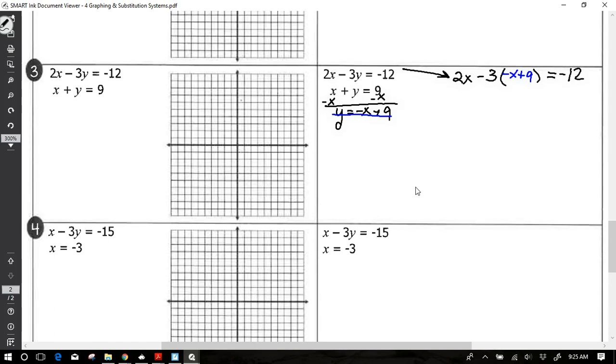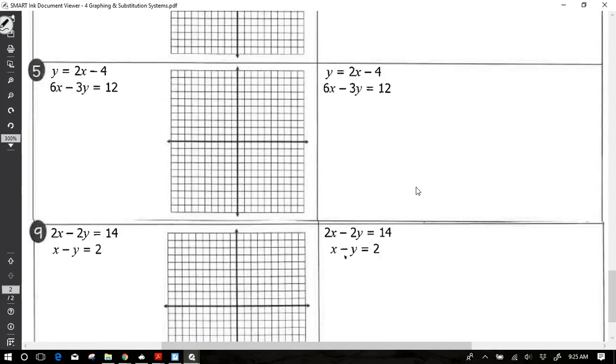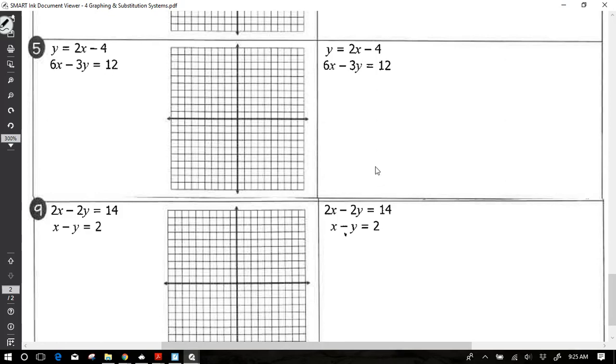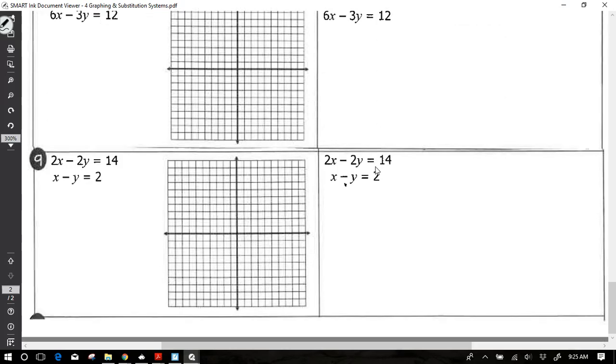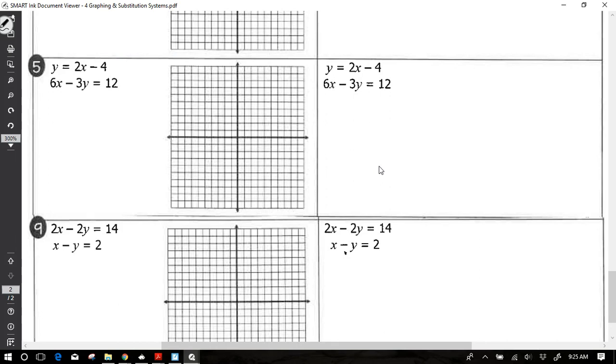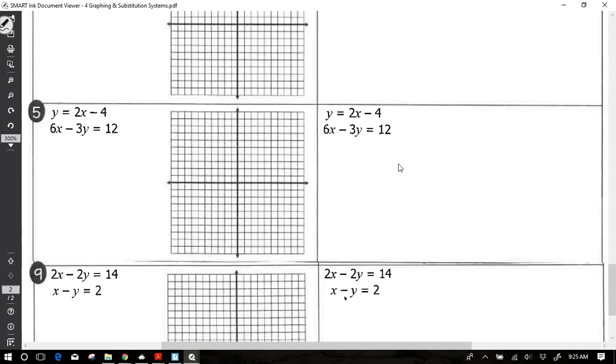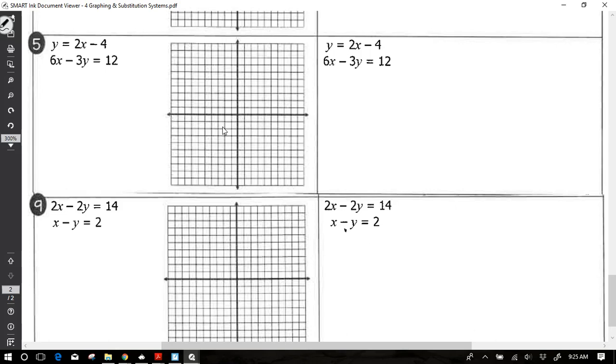All right. But I do want us to come down to the bottom of this paper, and we are going to do entirely numbers, well, they are numbered 5 and 9. Okay. So this is also what you're going to need to do with the assignment. You're going to need to both graph these equations and solve them algebraically. And I just want you to be able to compare and contrast what this looks like using either method.